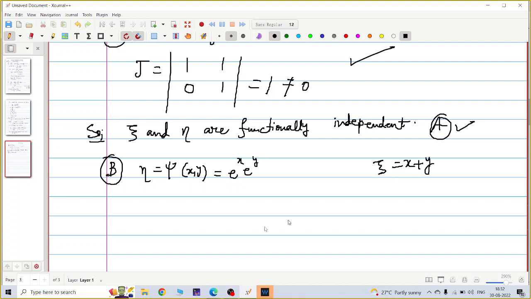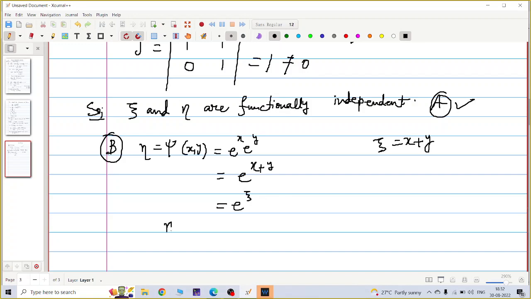So is it functionally dependent, or can I write xi as a function of eta, or eta as a function of xi or not? Tell me. Without calculating this Jacobian also it can be told. If you calculate, the Jacobian should be equal to 0. But without calculating the Jacobian also you can tell, because e power x into e power y is e power x plus y, right? So e power x plus y means e power xi, so eta is a function of xi.